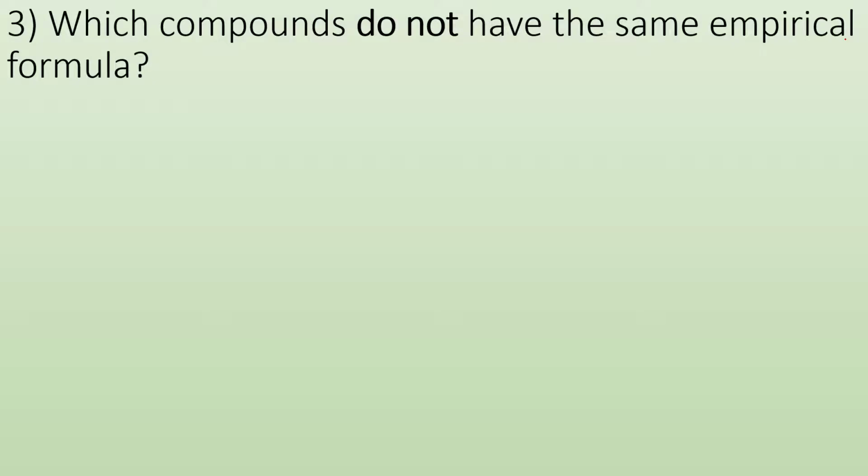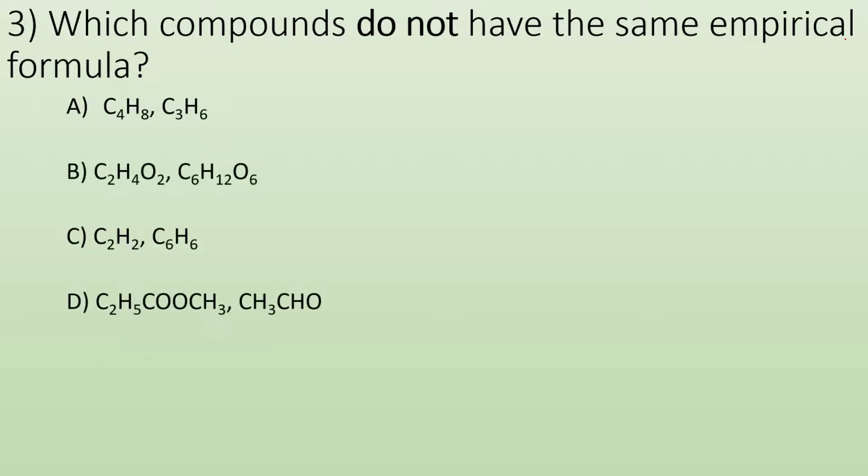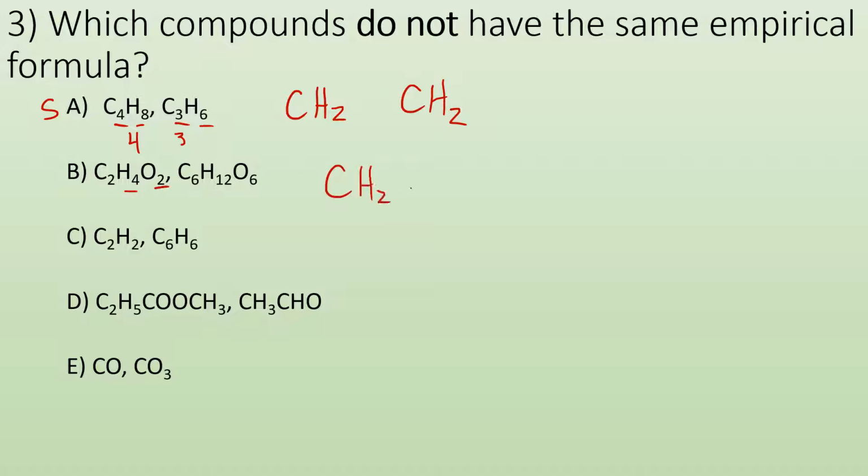Which compounds do not have the same empirical formula? So for this one, you're going to have to solve what are the empirical formulas. Well, C4H8, 4 and 8 can both be divided by 4. I end up with CH2. C3H6 can both be divided by 3, and I end up with CH2. So those ones are the same. C2H4O2, all that can be divided by 2, and I end up with CH2O. And let me check. C6H12O6, all could be divided by 6, and I end up with CH2O as well. So those ones are the same as well.